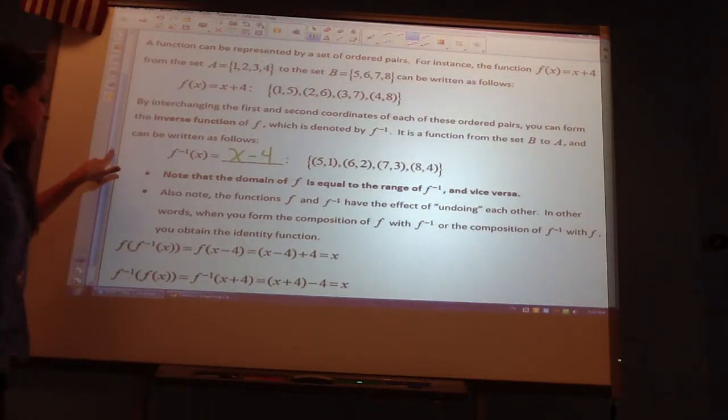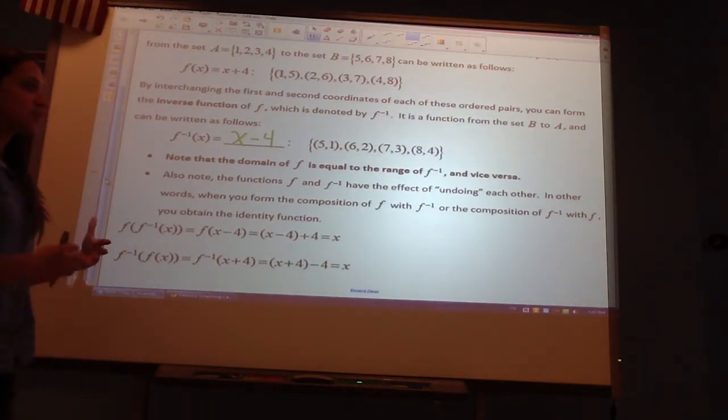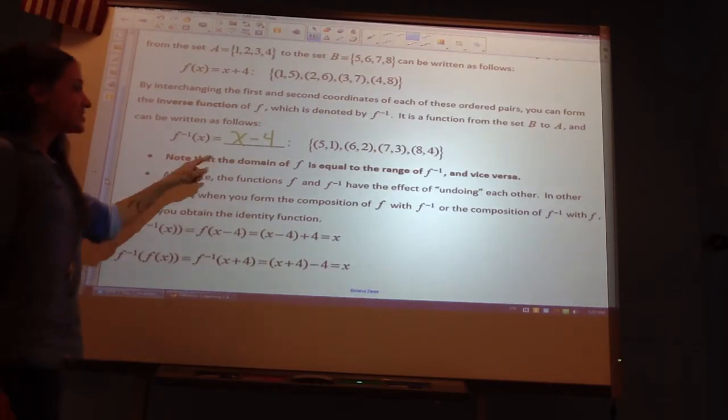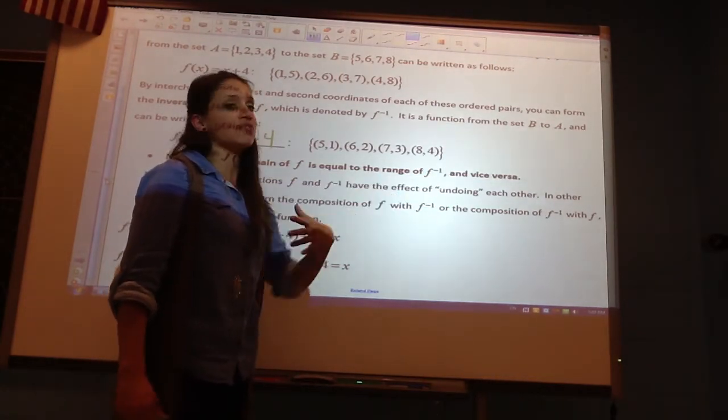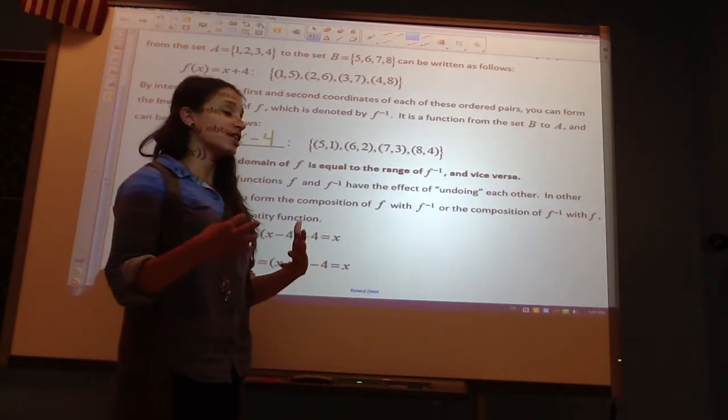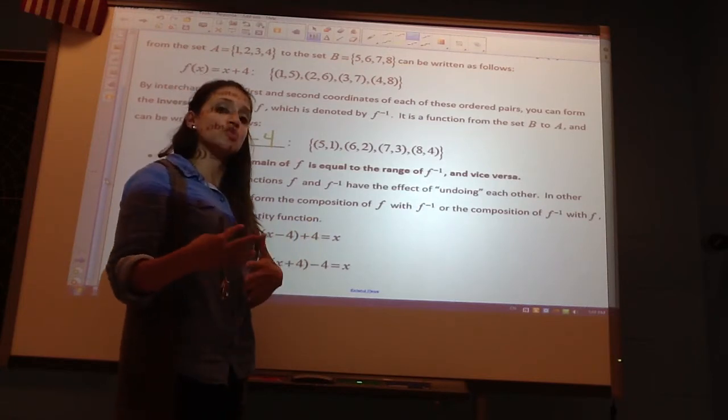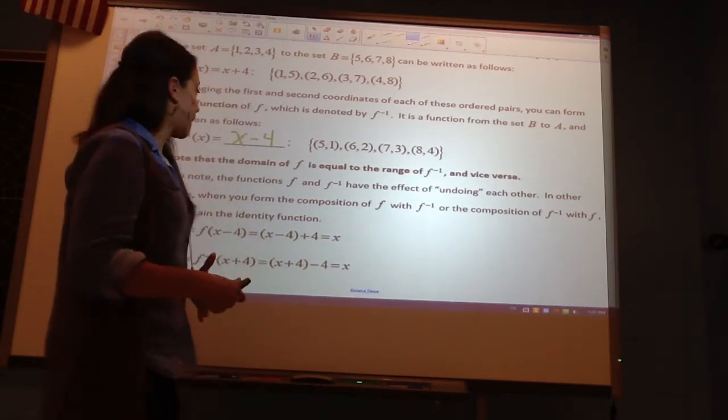Because of that, the domain and ranges of these functions will also switch. Note that the domain of f is equal to the range of f inverse and vice versa. Okay, so when these x and y coordinates switch, the domain and range will also change.